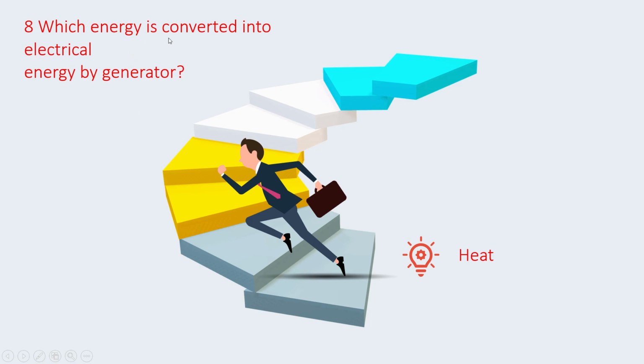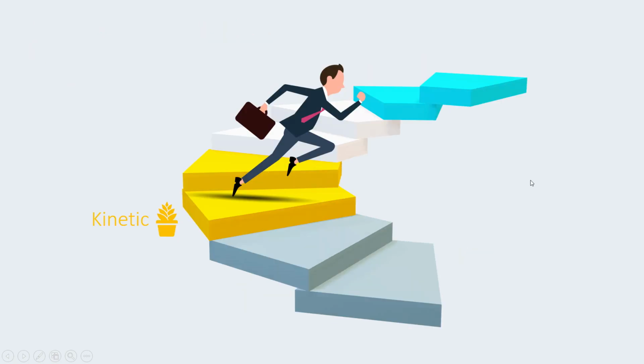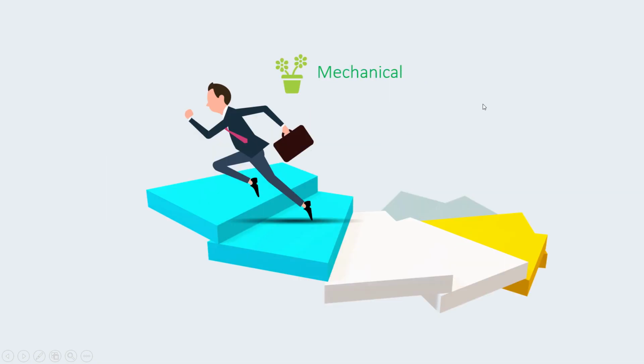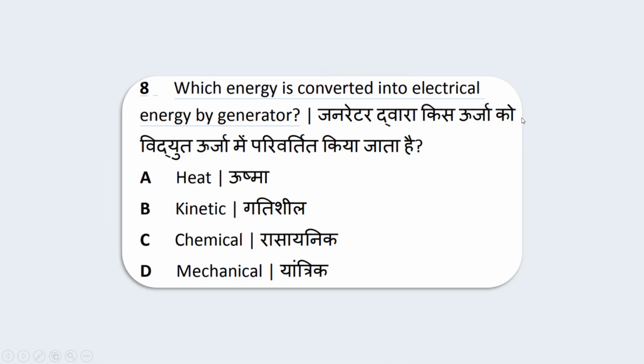Which energy is converted into electrical energy by a generator? Heat, kinetic, chemical, mechanical. The answer is mechanical.